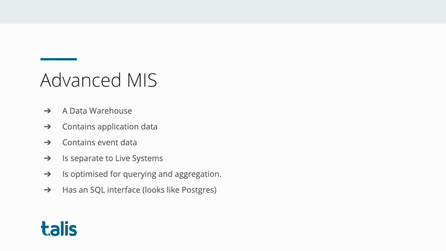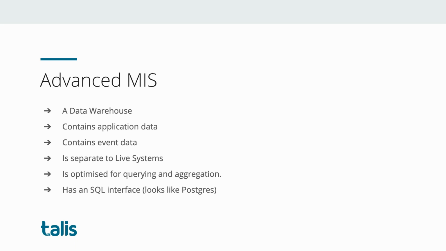So very briefly on Advanced MIS, it's a data warehouse. It contains application data, so it contains the same sort of data that you get in the reports from the reports menu in Talis Aspire reading lists. And it contains event data, so it contains information about when people have clicked on a list, when they've clicked on the item, when they have clicked on an external link to take them out to some other resource. We're capturing that data there within the Advanced MIS database.